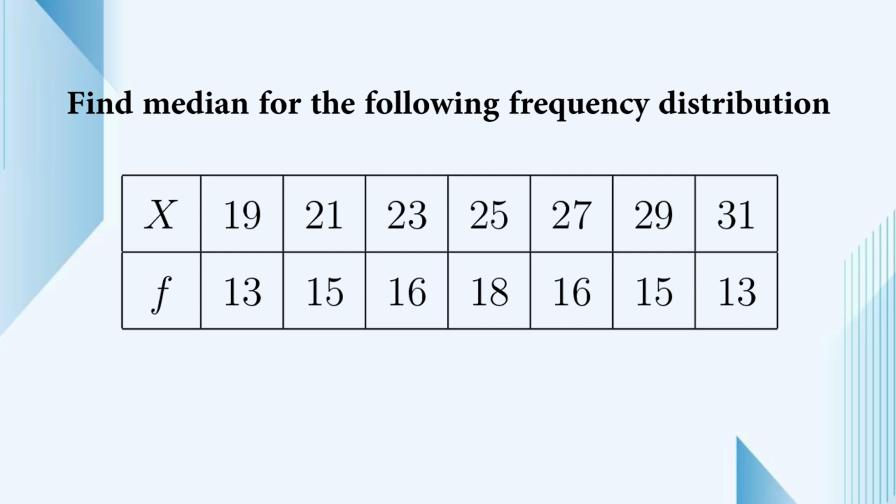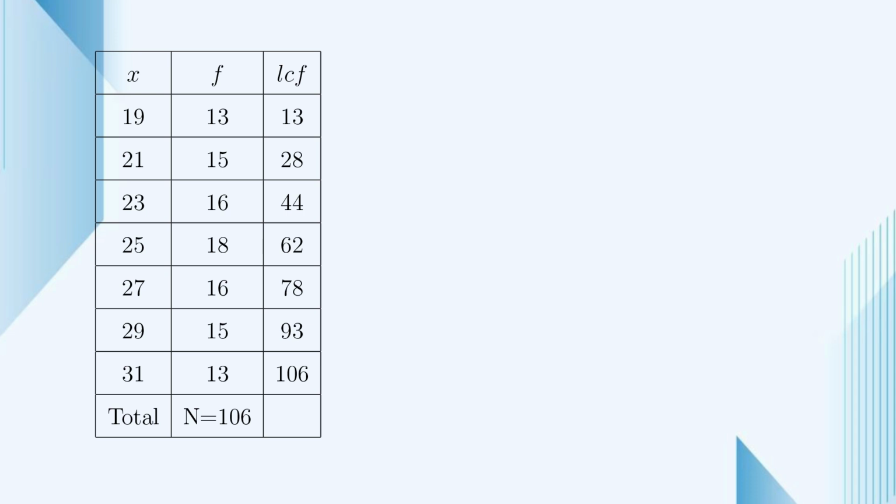Now, let us compute median for the discrete data. Consider the following frequency distribution for computing the median. Arrange the data in the tabular form. In the first column, consider the x values, and in the second column, consider the frequency values. The less than cumulative frequency values are 13, 28, 44, 62, 78, 93, 106, which is noted in column 3.